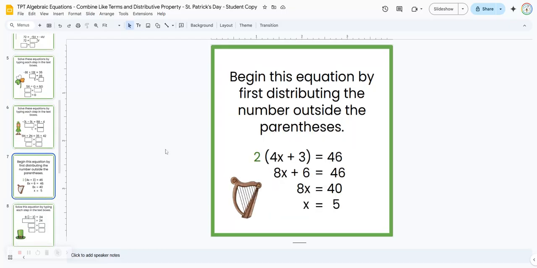And then they're shown what to do if they have a distributive property problem. Here we have a number 2 outside the parentheses, so we need to first distribute it to every term in the parentheses. So here 2 times 4x, we get 8x, and 2 times 3, we get 6. And now we just have a two-step equation to solve.